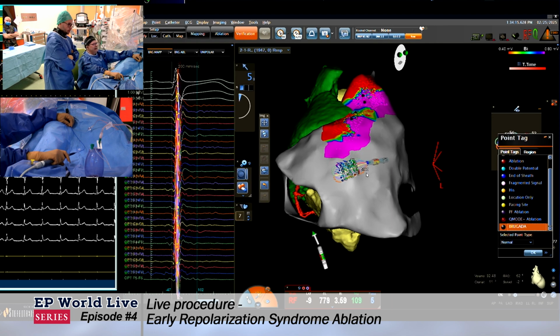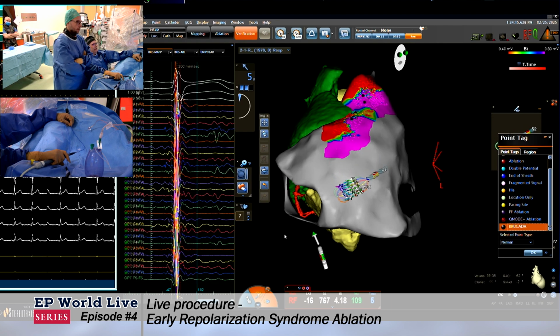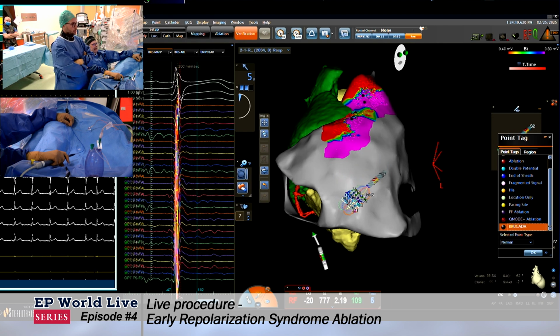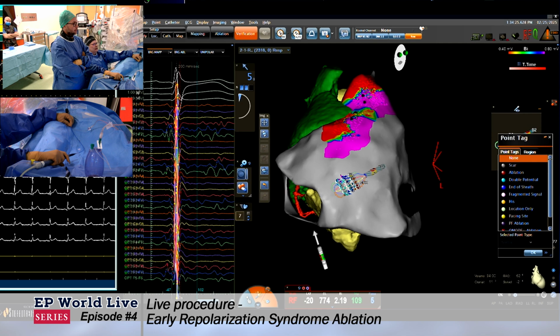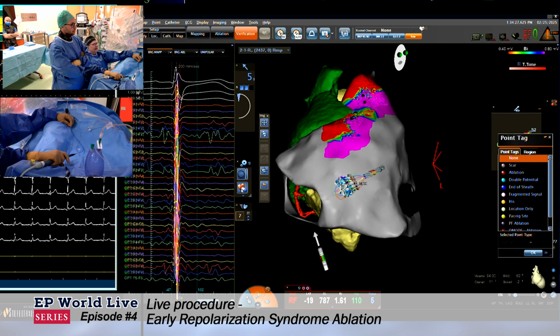Let's see first in another region. As you can see, this is the normal activity we have in the right ventricle. We have a very smooth, very thin line, no double potential and no fragmentation.